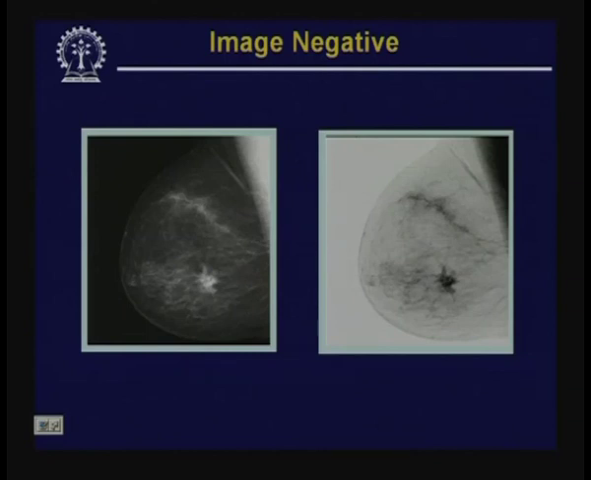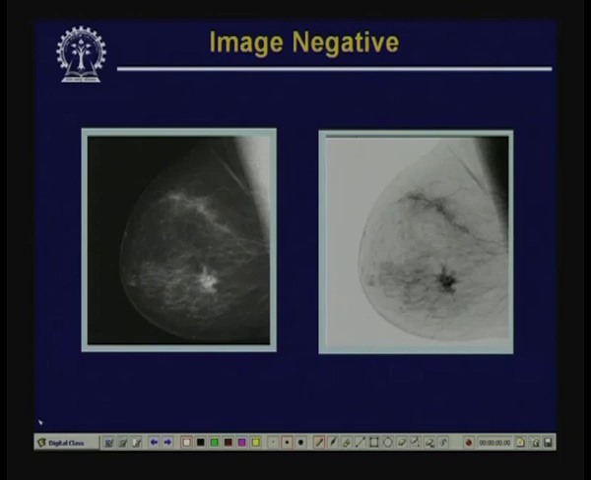Here we have shown two images. On the left hand side we have a digital mammogram image, and on the right hand side we have the negative of this image, which is obtained by the transformation that we have just discussed. You find that in this original image we have some white grains, and there is a white patch which indicates a cancerous region. And these grains, corresponding to the tissues, are not very prominent. It is very difficult to make out which is what in this original image.